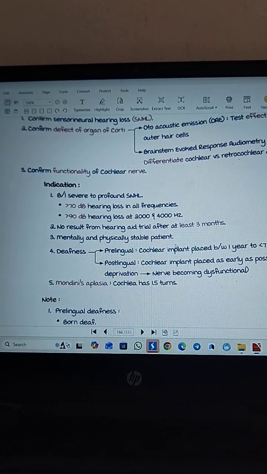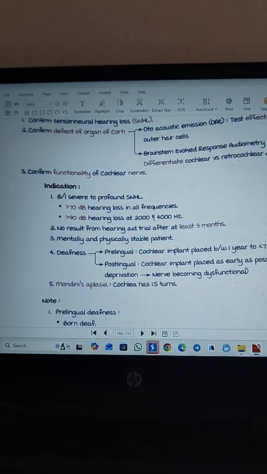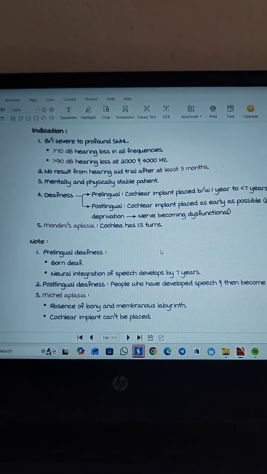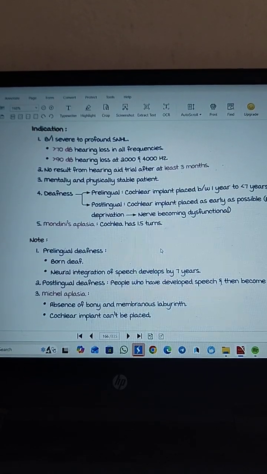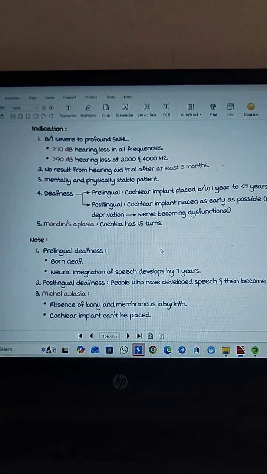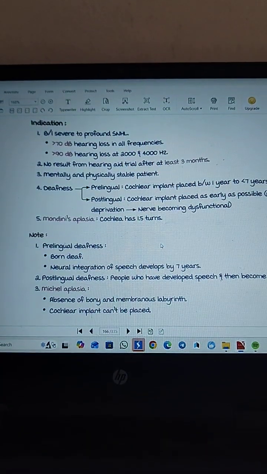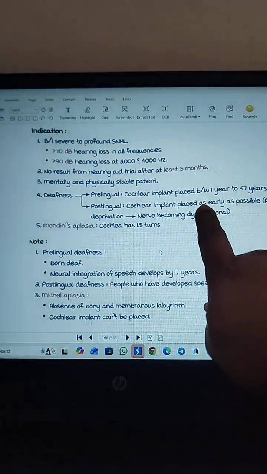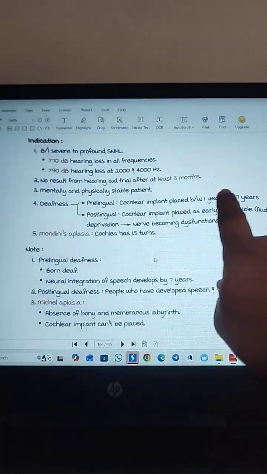So that is the third indication. And the fourth one is deafness. Deafness is of two types, prelingual deafness and postlingual deafness. What is prelingual deafness? Prelingual deafness means the child is born deaf. So what should we do here? The cochlear implant is placed between 1 year and less than 7 years.